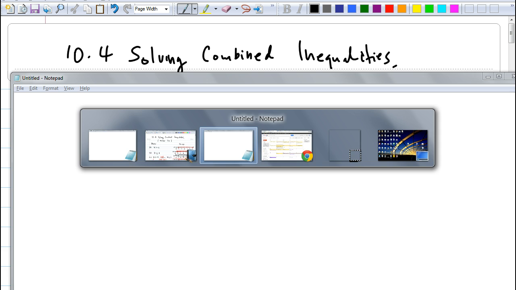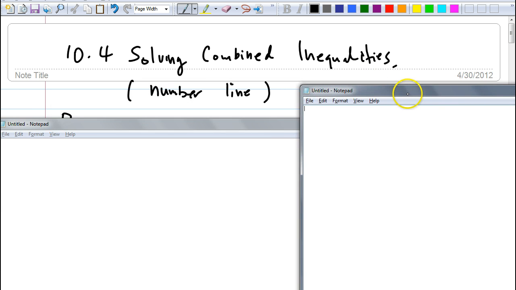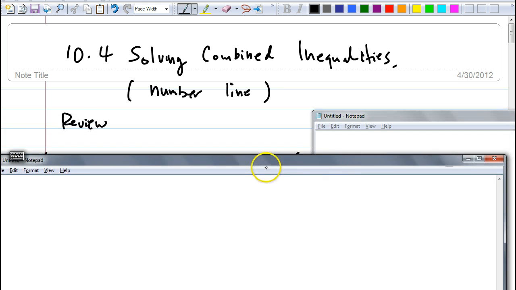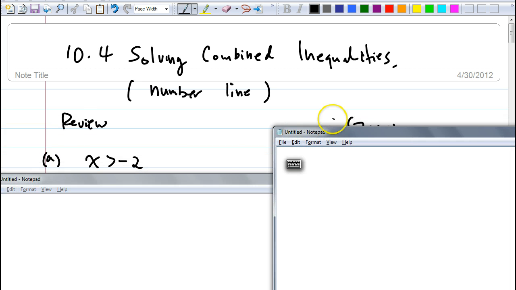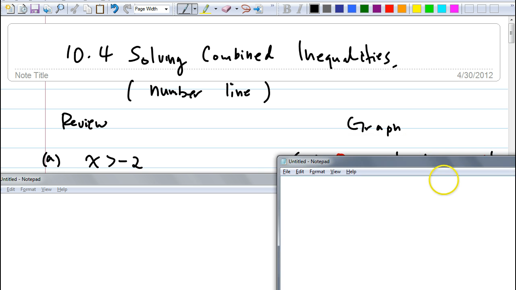So before I do that, let's just do a little review. We're going to graph this on a number line. What if I ask you to graph a very simple inequality, x greater than -2? This is really straightforward. At -2, do we have an open circle or closed circle? Open circle at -2, because it doesn't say greater than or equal to, just greater than. And do we shade to the right or left of -2? Right, very good.